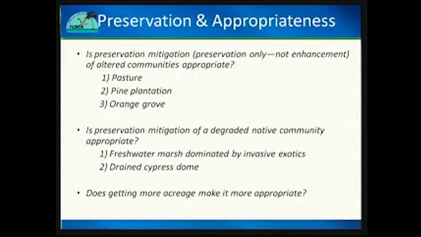So, preservation and appropriateness. Is preservation mitigation of altered communities appropriate? So we're not talking about enhancement. We're just talking about slapping a CE on a pasture, slapping a CE on a pine plantation or an orange grove, which I found to be fascinating. Not grapefruit, but orange. So, is this appropriate? I guess this is one of the questions that came up.